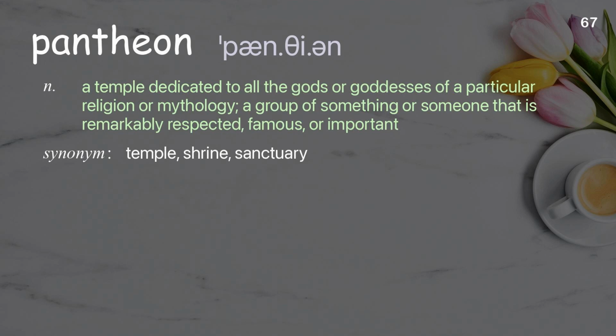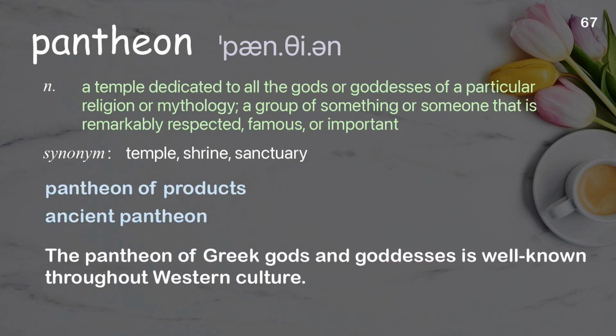Pantheon. A temple dedicated to all the gods or goddesses of a particular religion or mythology, a group of something or someone that is remarkably respected, famous, or important. Examples. Pantheon of products. Ancient pantheon. The pantheon of Greek gods and goddesses is well known throughout Western culture.